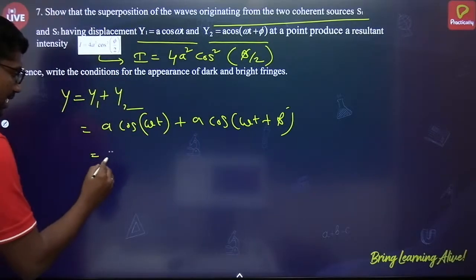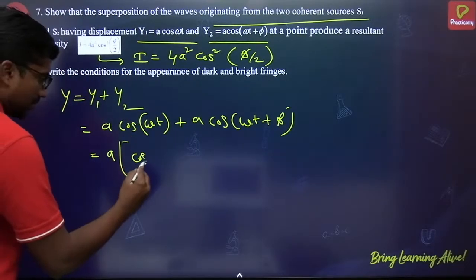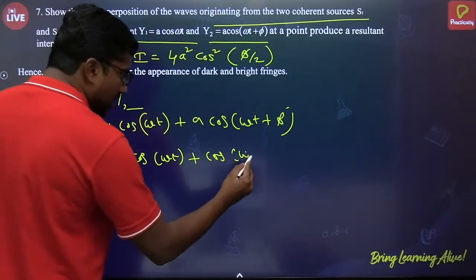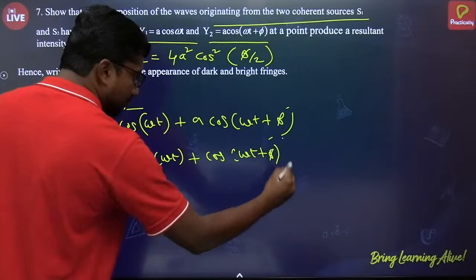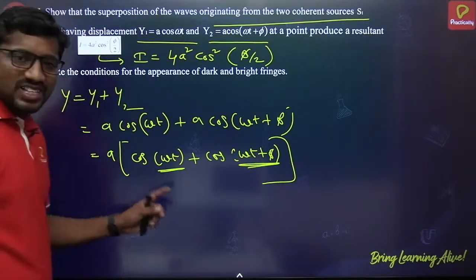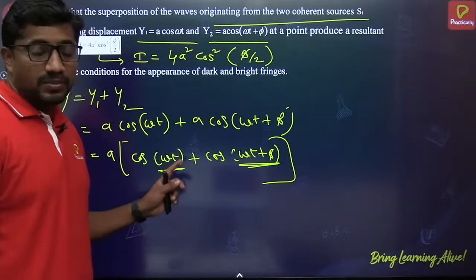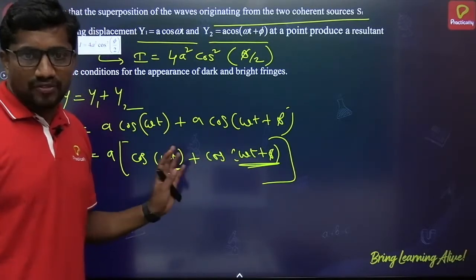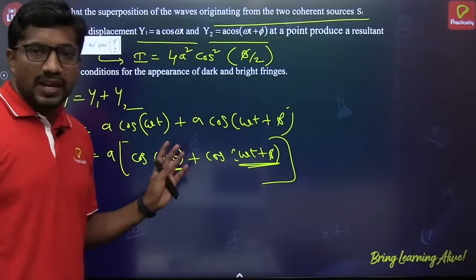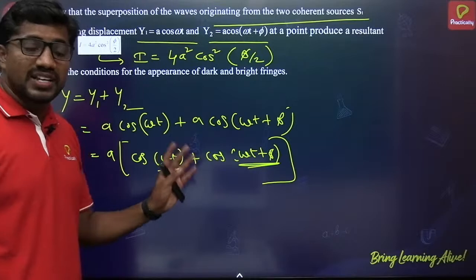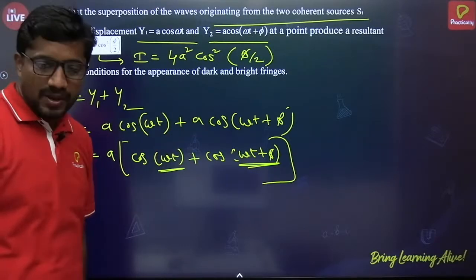Then here you can take cos omega t common; it will become cos omega t plus cos omega t plus phi. Here I am applying the formula cos x plus cos y equals 2 cos of (x plus y) by 2 into cos of (x minus y) by 2. That is, cos a plus cos b equals 2 cos of (a plus b) by 2 into cos of (a minus b) by 2.